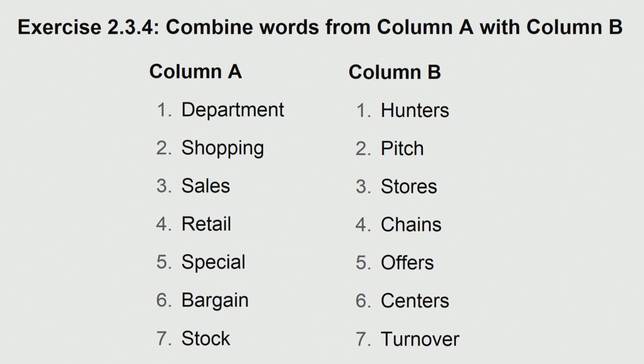And now, moving on to the next exercise, combine words from column A with column B. Department, shopping, sales, retail, special, bargain, stock. Column B: hunters, pitch, stores, chains, offers, centers, turnover. How do you combine and collocate? Take a moment and look at this slide carefully.